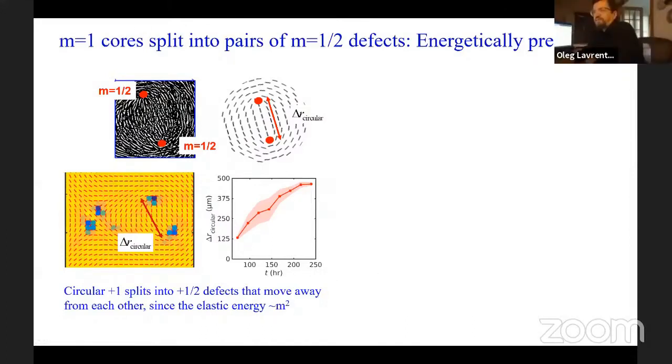So for those who studied dislocations in solids or disclinations in liquid crystals, this effect comes as no surprise because the elastic energy associated with the defect is growing proportionally to the square of the strength of the defect. In the case of a dislocation, it's the square of Burgers vector. In the case of a disclination in the liquid crystal, it's the square of the topological charge m.